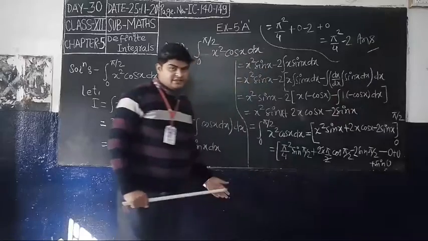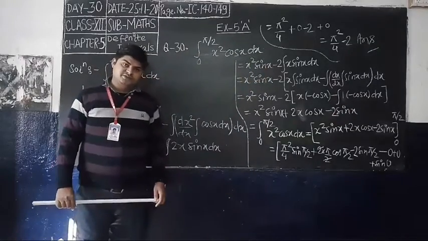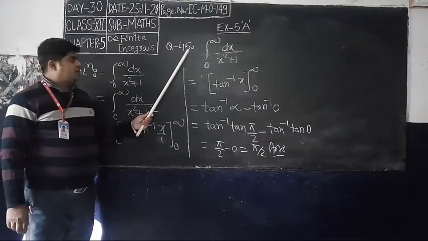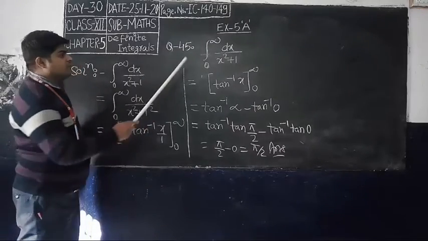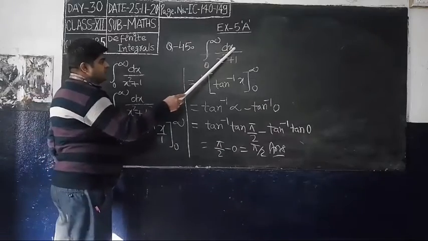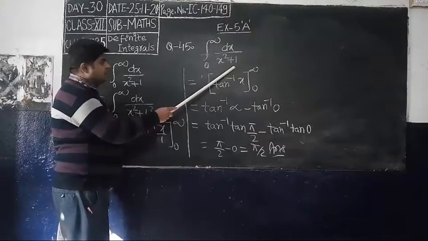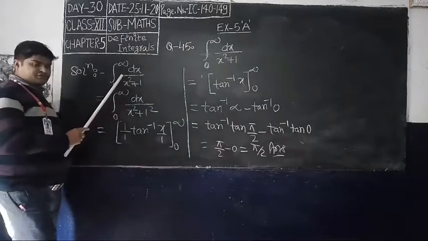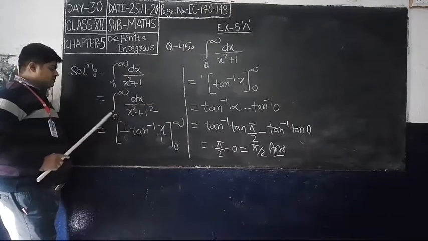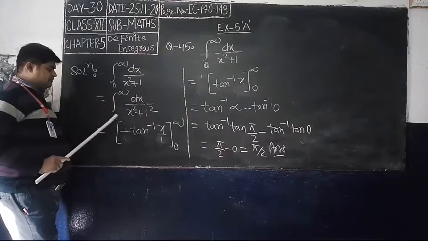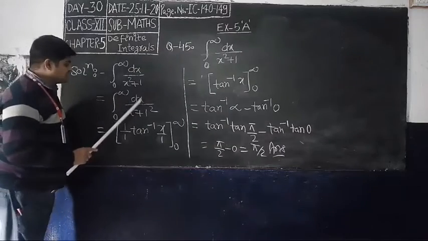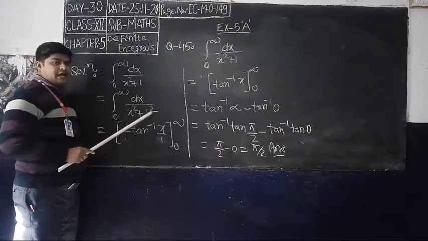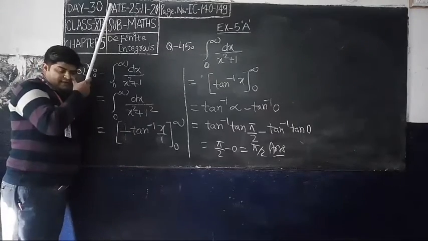This is your answer. Now let us see the next question. Now students, see question number 45. In question number 45, you have to find the integration of dx by x square plus 1 with limit 0 to infinity. This is your question. We have to find the integration with limit 0 to infinity of dx by, you will arrange the term, x square plus 1 whole square, and I have solved and I have given one formula.